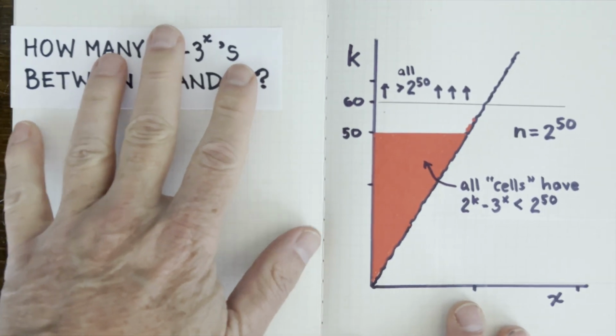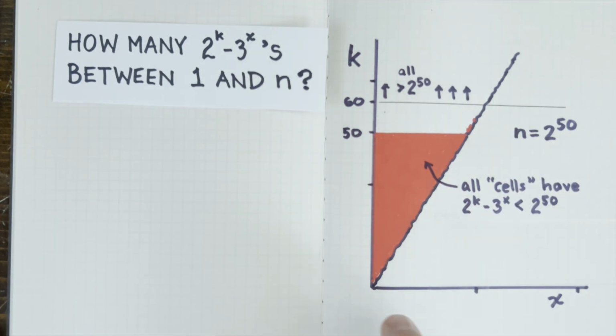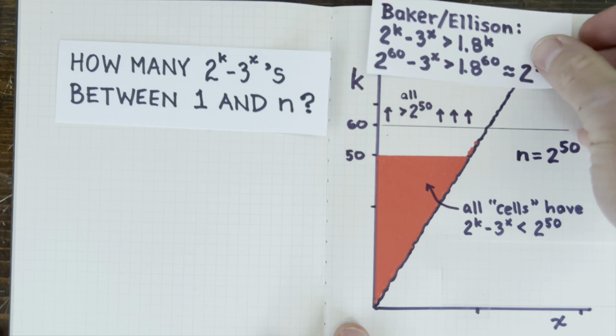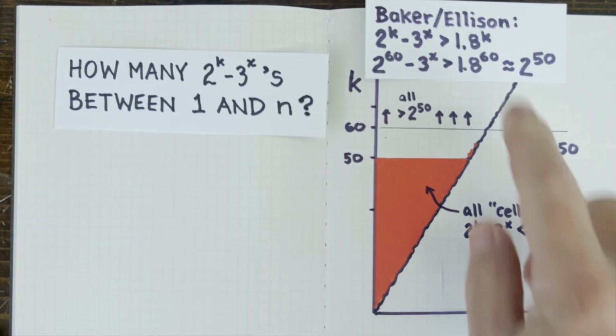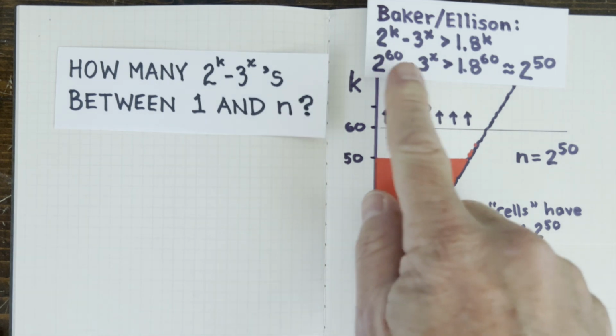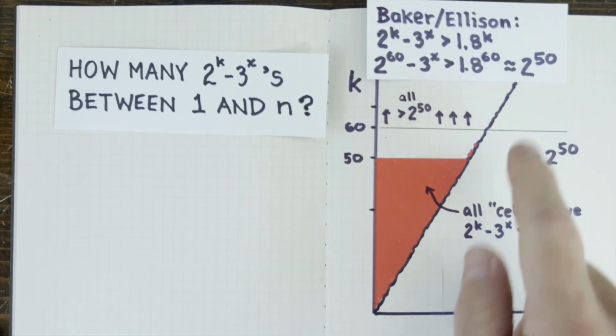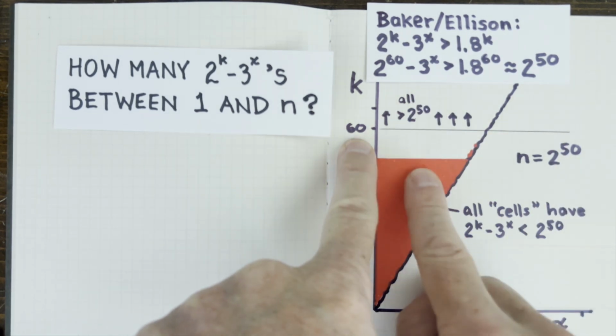Okay, so let's say our n here is 2^50. All of the values in this red triangle are definitely less than 2^50, so we start with them. And now our problem is to add in these Newfoundlands. Here's where the heavy artillery of Baker and Ellison comes in. They showed that 2^k minus 3^x grows fast, faster than 1.8^k. And if we pick k equals 60, for instance, we have 1.8^60, which is about 2^50. And that inequality here means that everything above this line is definitely greater than 2^50.